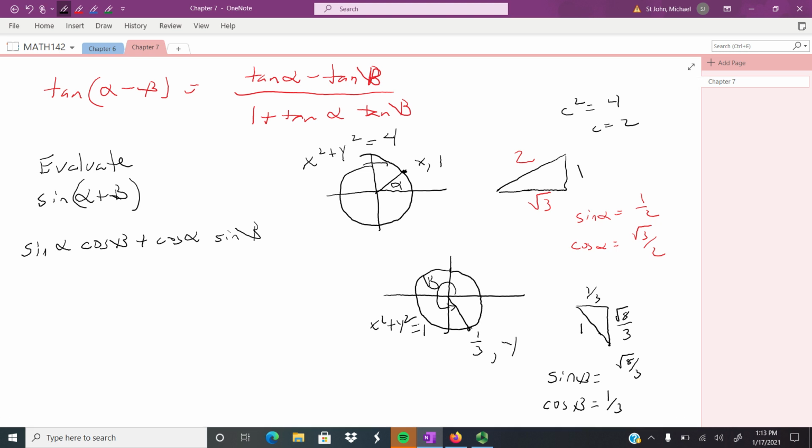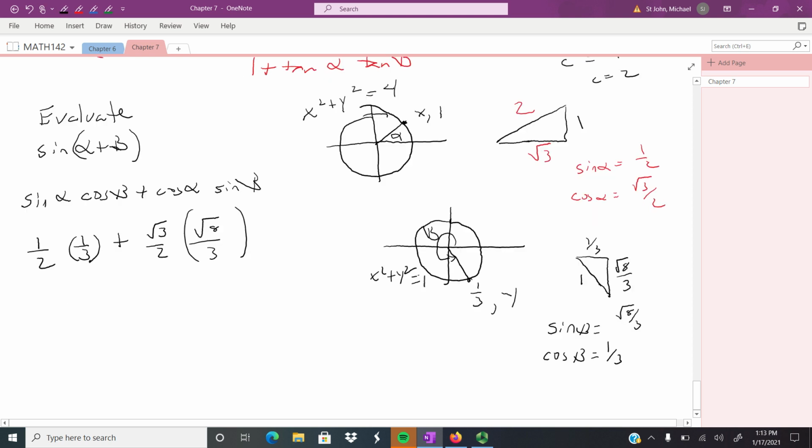So now it's a matter of taking all our numbers and plugging in. Sine of alpha is 1/2. Cosine beta is 1/3. Cosine alpha, square root of 3 over 2. Sine beta, square root of 8 over 3. Now we got the numbers. We can do our math.